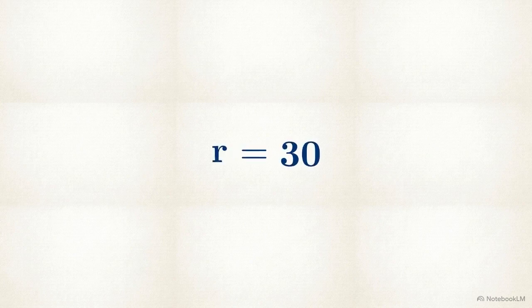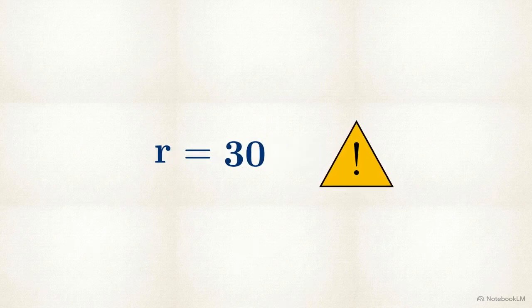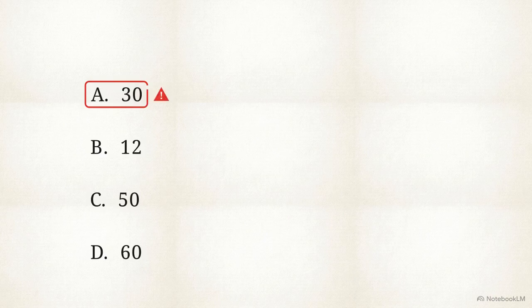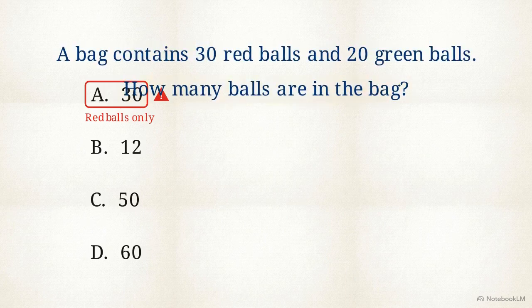Arriving at R equals 30 feels like a complete victory. But in high-stakes exams, stopping right here is exactly what the examiners anticipate you will do if you are rushing. Look at option A. It is sitting right there at the top to distract you. But 30 represents only the number of red balls. Read the final sentence again. How many balls are in the bag?